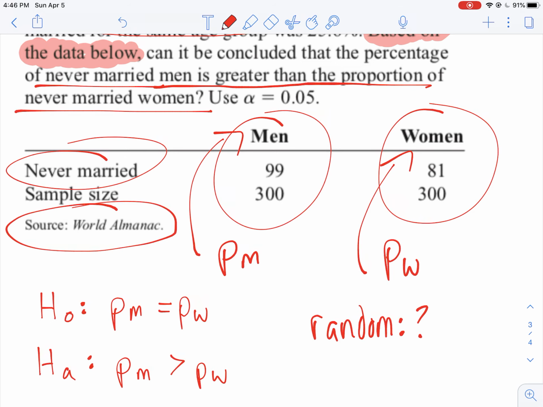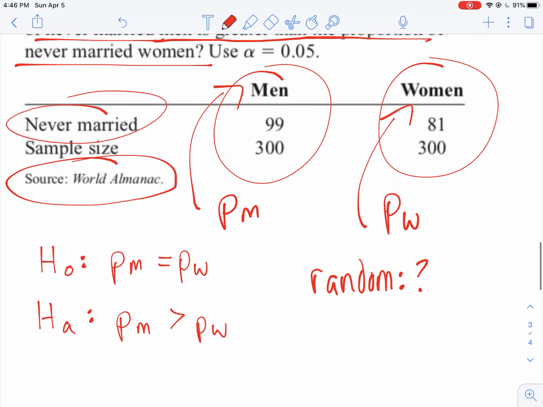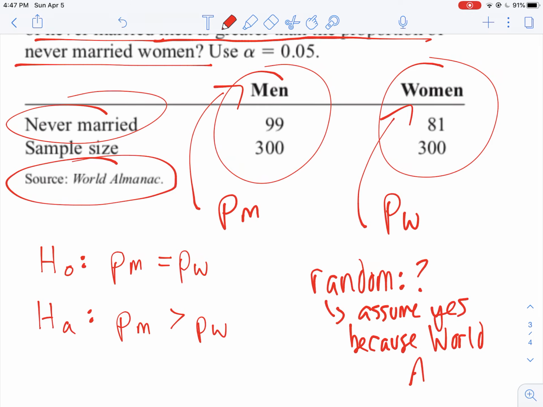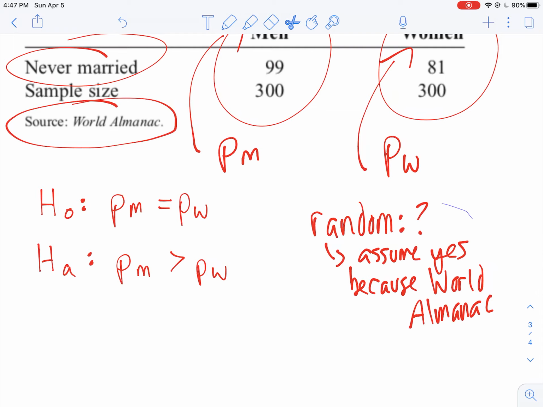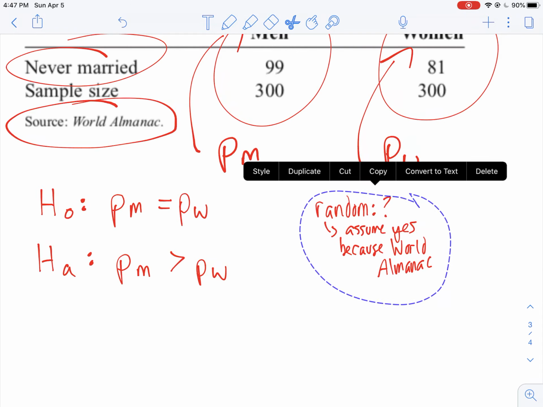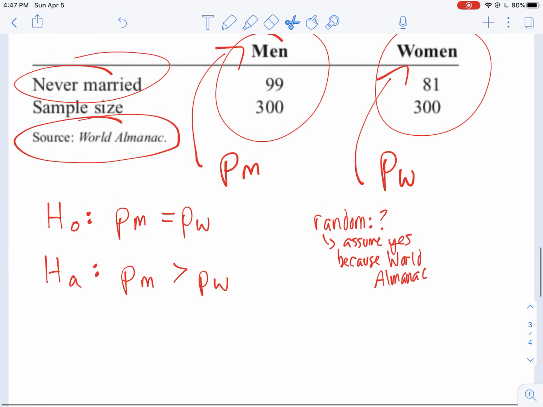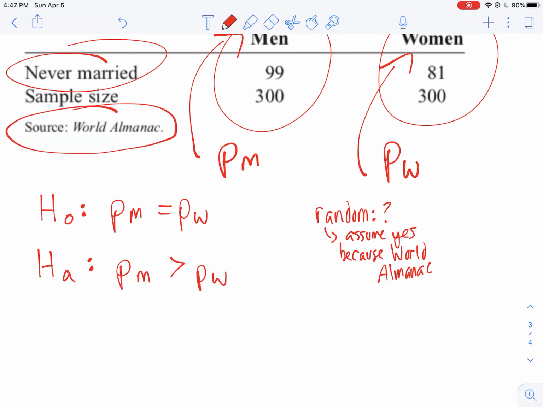So since it's based on the World Almanac, tell you what, it was a sample by the World Almanac. We're going to say yes. Assume yes. Because World Almanac, because it's a pretty reputable source. If you're ever in doubt, if they don't mention it, but you have a source, like in this case we have the World Almanac, then you say yes because we assume that a group like that should do a random sample. If not, then we put the blame on them because you notice how we put World Almanac here.